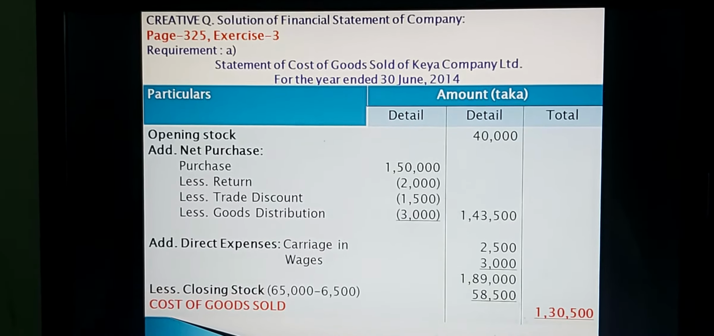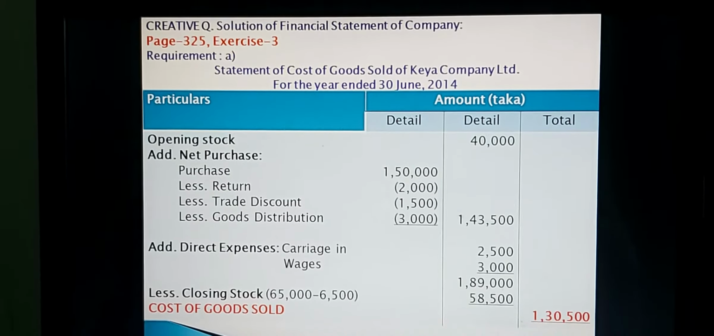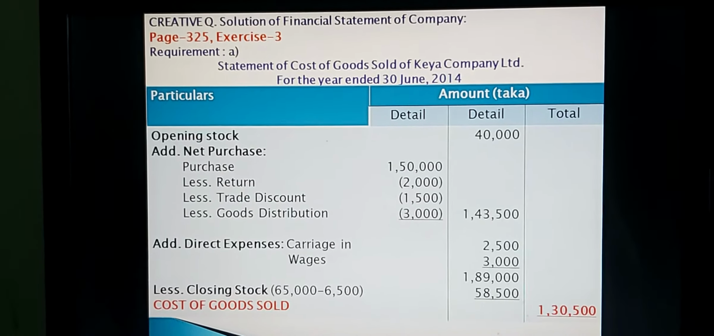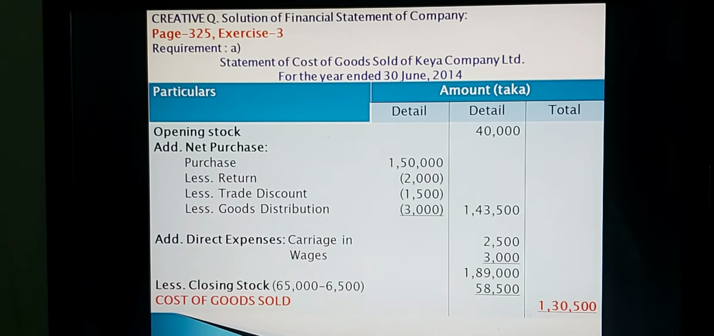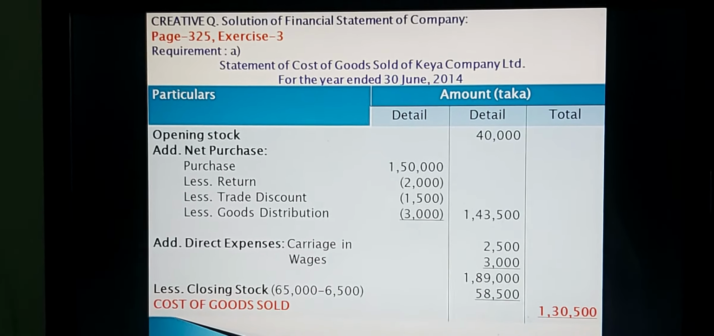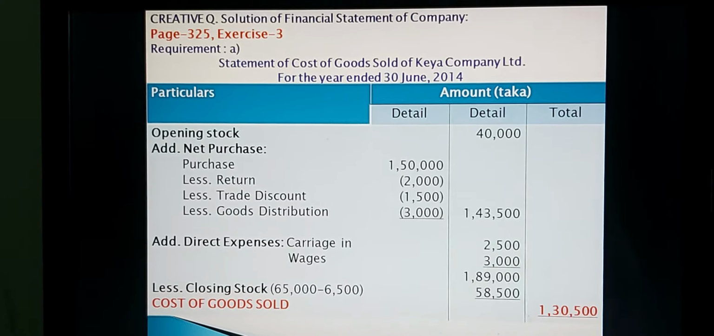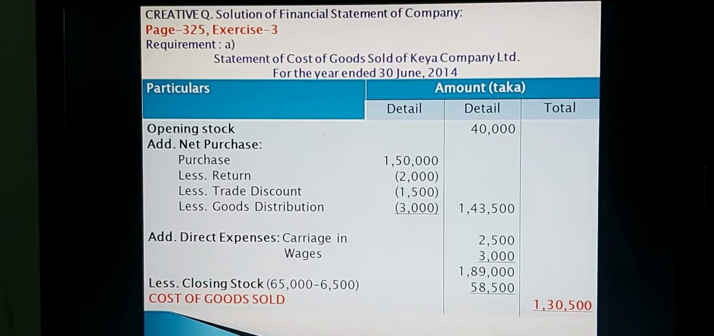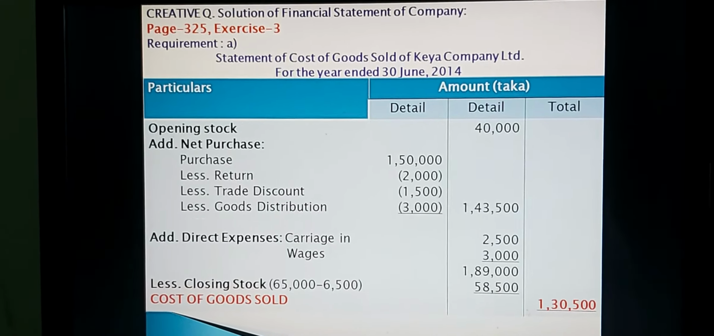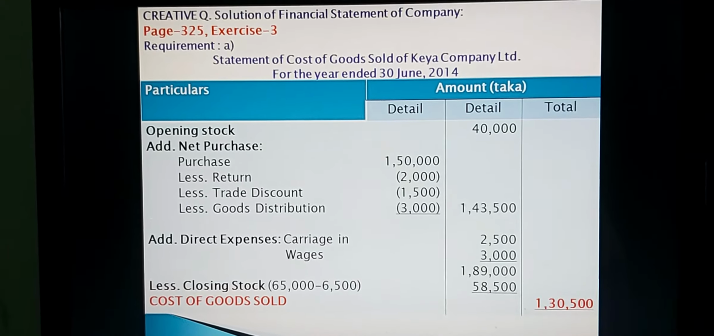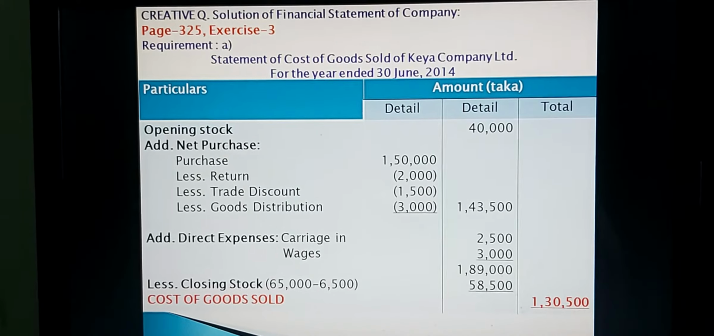First one, opening stock. Second one, add net purchase. Third one, add direct expenses. Fourth one, less closing stock. This is how you have to write for determining cost of goods sold in the financial statement. Okay, now you can write in your copy properly. Requirement A, statement of cost of goods sold of Kya Company Limited for the year ended 30 June 2014.